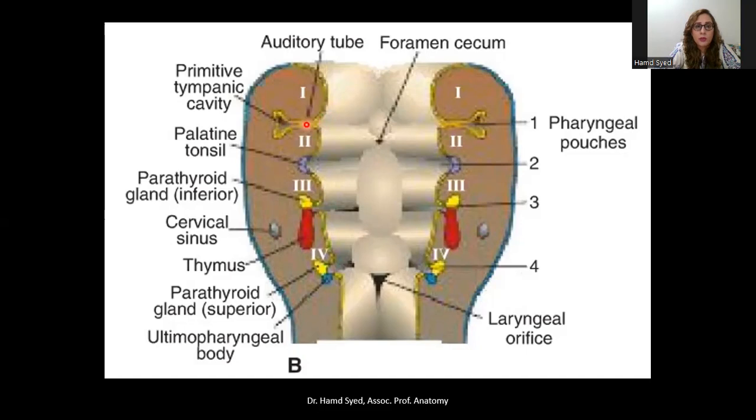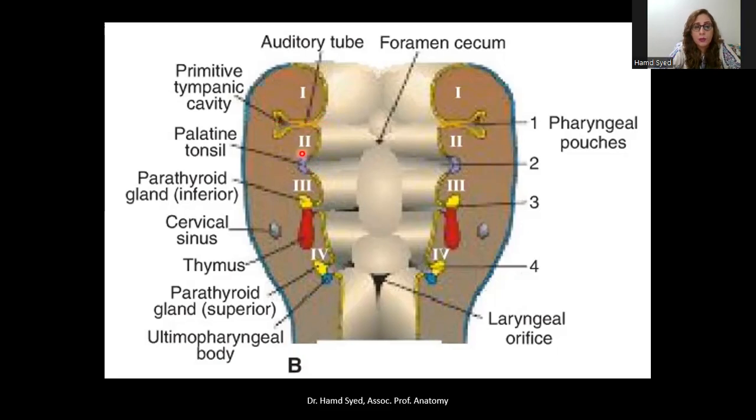So what happens to the first pharyngeal pouch is that it forms a tubotympanic recess. This is a diverticulum, which is known as tubotympanic recess. The distal part of this recess expands and forms a sac-like cavity, which will then become the primitive tympanic cavity or middle ear cavity. Its communication with the pharyngeal wall remains narrow and forms the eustachian or auditory tube. So the derivatives of first pharyngeal pouch are primitive tympanic cavity and auditory tube.